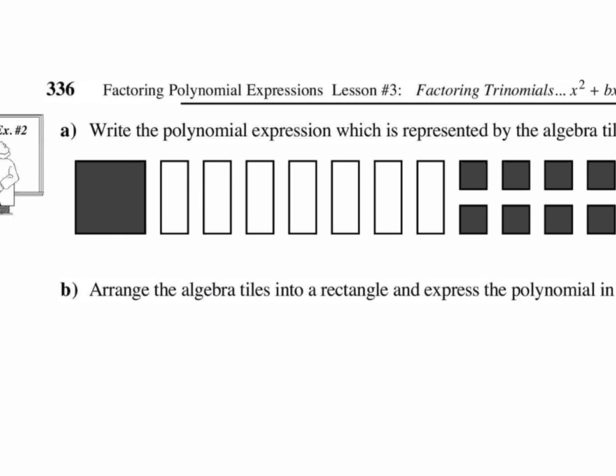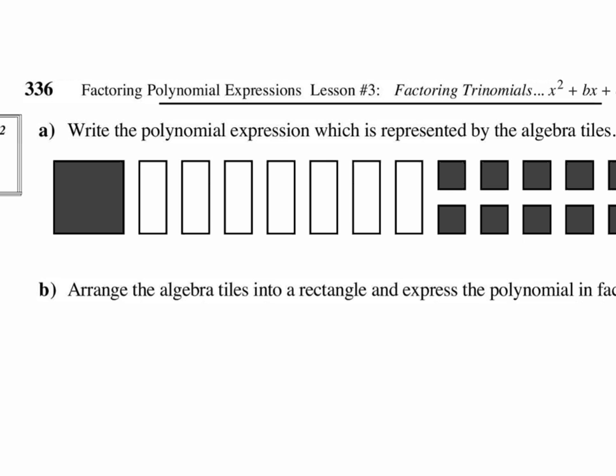Okay, do you want to try the next one on your own? Try and make a rectangle. This time you're working with an x squared, 7 negative x's, and 12.